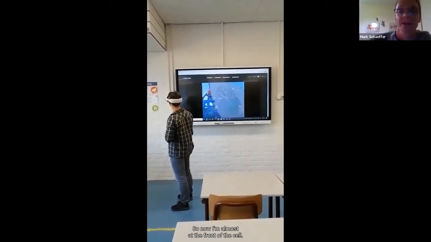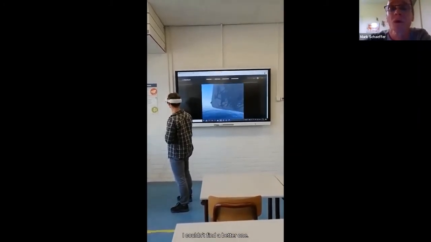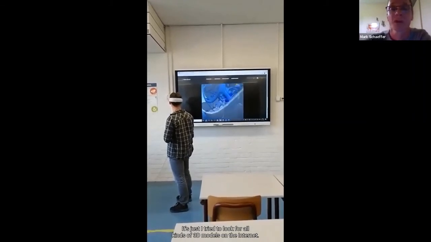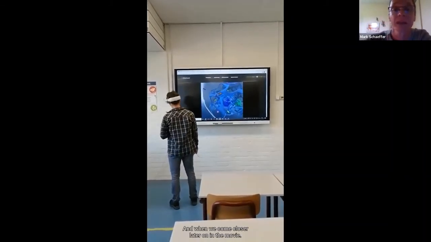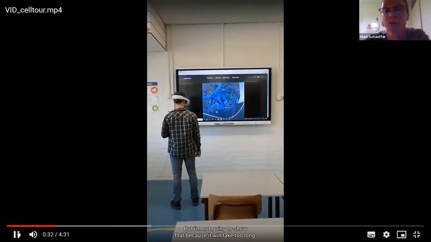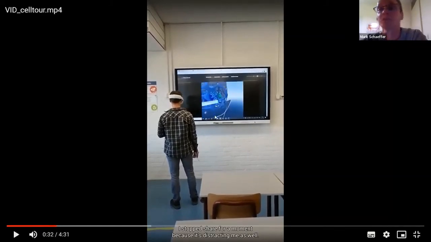So now I'm almost at the front of the cell. It's a pretty simple cell. I couldn't find a better one, though I tried to look for all kinds of 3D models on the internet. You can see the nucleus over here. When we come closer later on in the movie, but I'm not going to show that because it will take too long. When you come closer, you can look inside the cell, you see the nucleus, and I also added some DNA inside the nucleus. While you are in your VR environment, some questions pop up and you have to answer them.